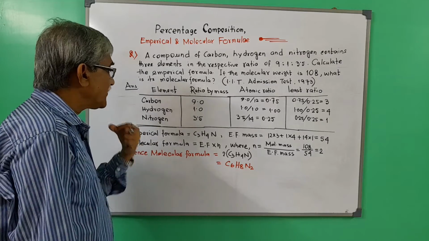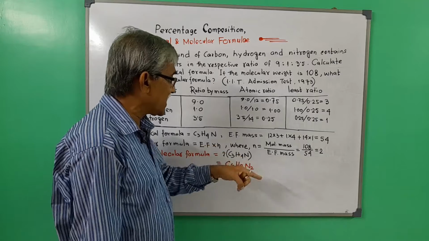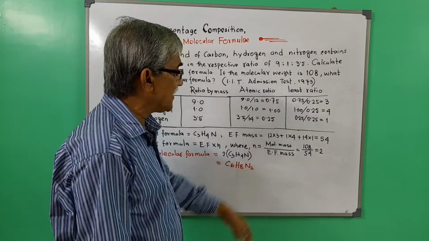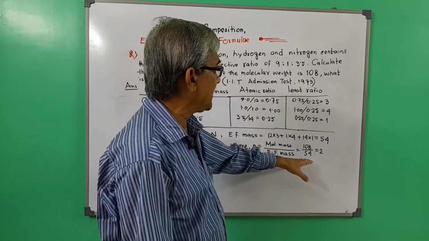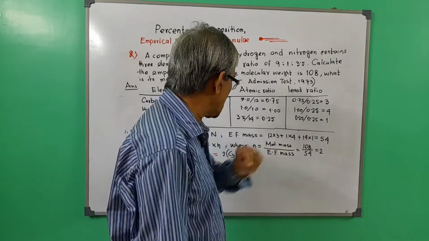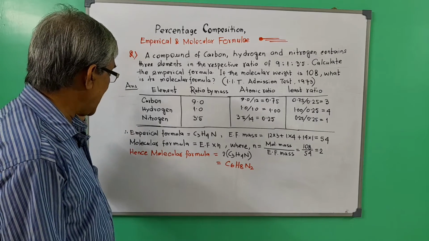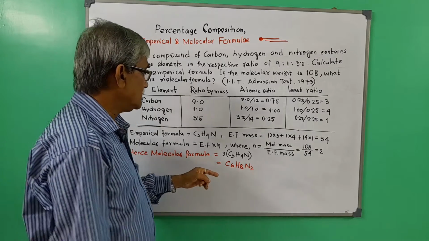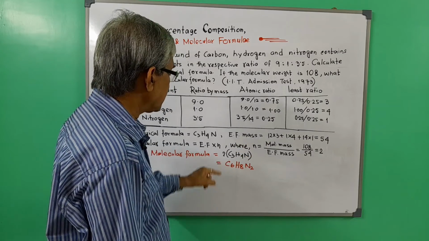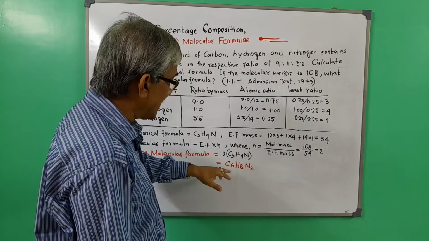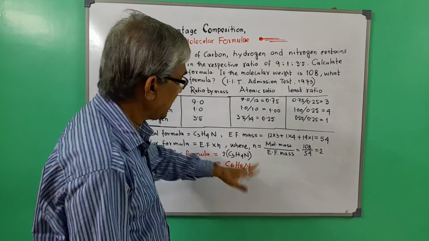Therefore, the molecular formula will be EF, that is the empirical formula, into n. Already I have said that n is equal to the molecular mass by the empirical formula mass. Here in this case, 108 by 54, and that equals 2. That's an integral value, you know. Hence, the molecular formula equals 2 times C3H4N. That is, every element has to be doubled up, you know. That equals C6H8N2.